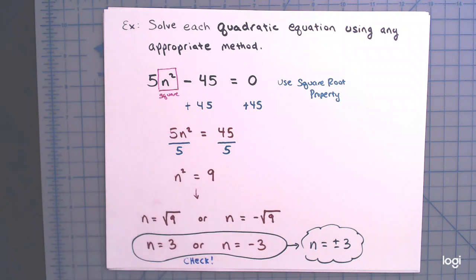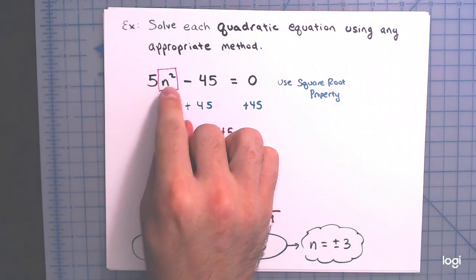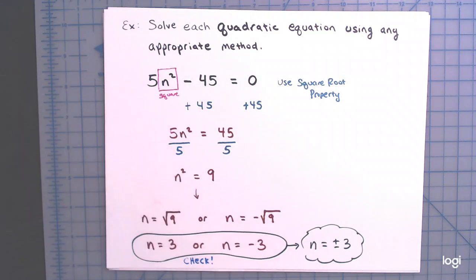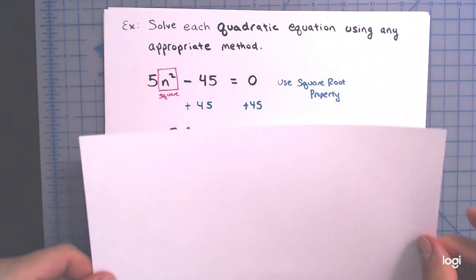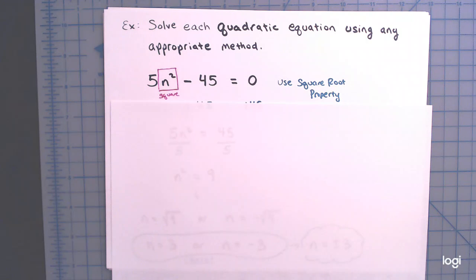So again, that's how I would have preferred to do it, because I noticed I had this variable in a square and no variable outside the square. I would isolate that square and use the square root property. Now, as I mentioned, you don't have to do it the way I'm doing it. There are other ways to do this.